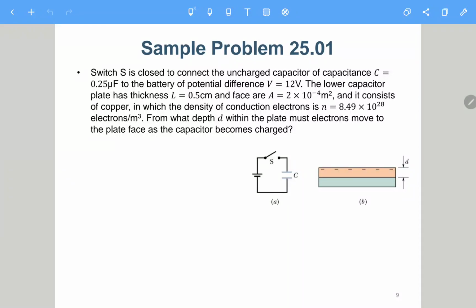Okay, so let's take a look at the sample problem. You can see here we have a battery, a switch, and a capacitor. So you can simply imagine we try to charge the capacitor.